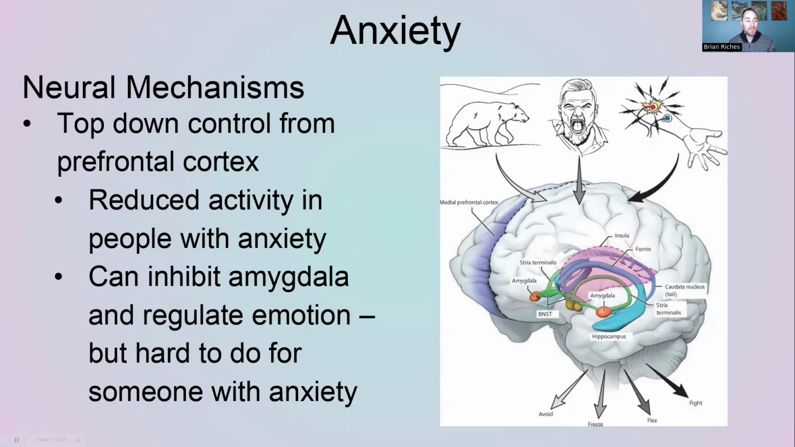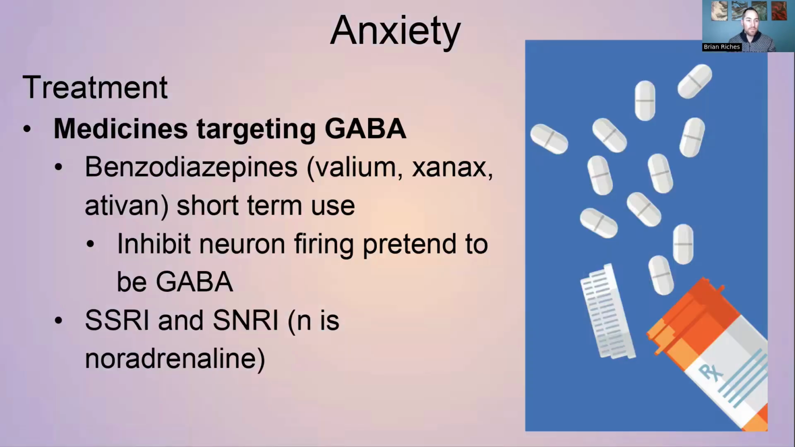So with that, we do see some of those neurotransmitters like GABA involved in that process, but we see the amygdala and prefrontal cortex kind of talking with each other, and the amygdala is doing too much and prefrontal cortex is doing a little less than we would expect on average. So some medicines that we use are targeting GABA. So benzodiazepines, things like Valium, Xanax, Ativan are used short term. And essentially, they pretend to be GABA, and they inhibit neuron firing. They pretend to be that neurotransmitter and inhibit some activation.